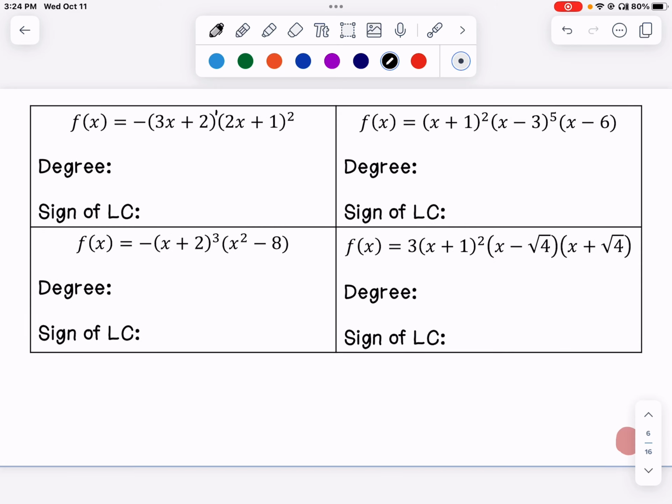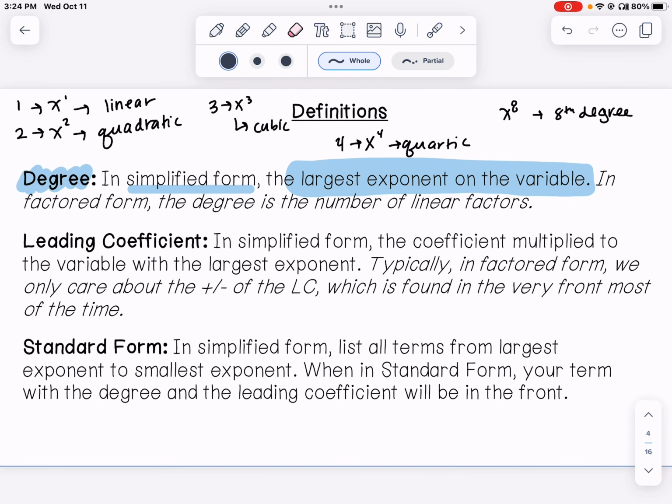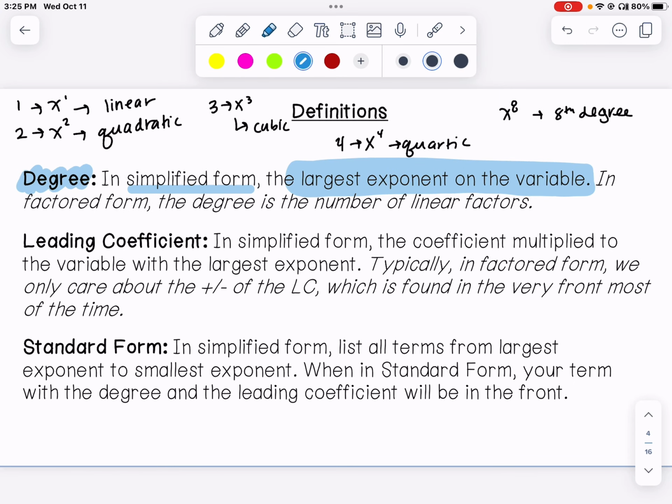But sometimes they're given to you in factored form, and so we need to be able to figure out what the degrees of all of these are as well. One way that you could do it is you could do all of this multiplication out to put it into simplified form, and then you can see what that highest exponent is. But that takes a lot of work, and we don't have to do that. One of the alternate definitions of the degree is when it's in factored form, the degree is actually the number of linear factors. So linear, once again, meaning that it's just x to the first inside of that factor itself, and then it's how many of those do we have.